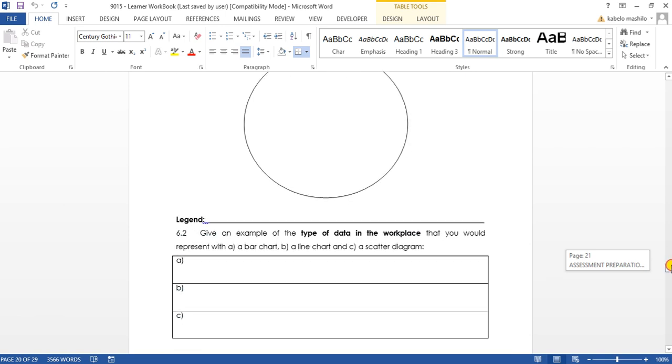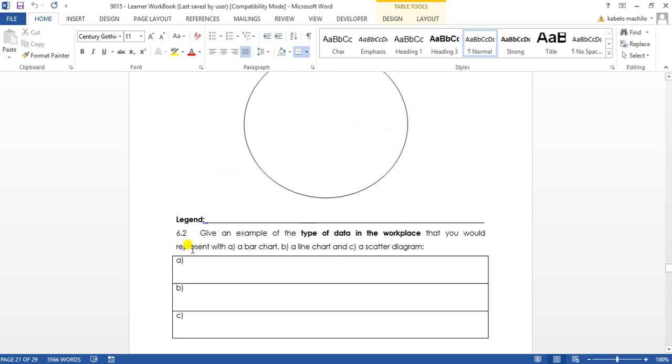6.2. Give an example of the type of data in the workplace that you would represent with a bar chart or a line chart or a scatter diagram. A scatter diagram is where your points are just scattered. There's an example of a scatter diagram. It's similar in form to a line chart, but it's not. You don't join your points.